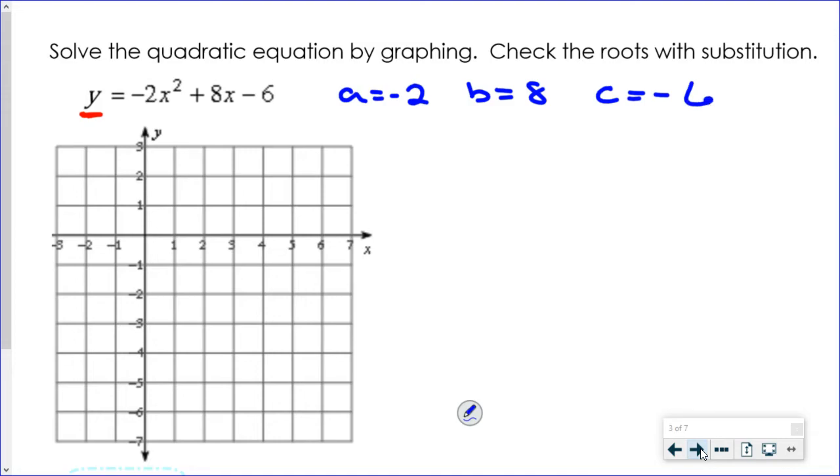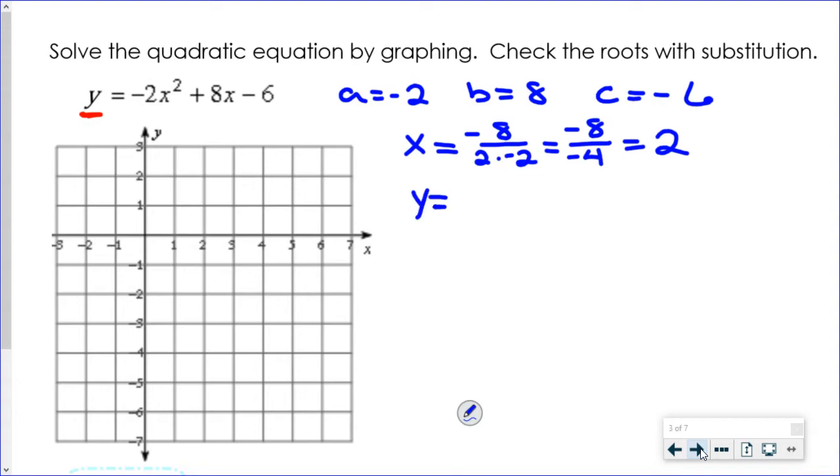And now we're going to do that axis of symmetry, which is the opposite of B over 2 times A. So it's -8 over -4, which is just 2. So that's my axis of symmetry, and now I need to find my vertex. Because remember, the goal is to still get this x and y table. So I know the 2 goes here.